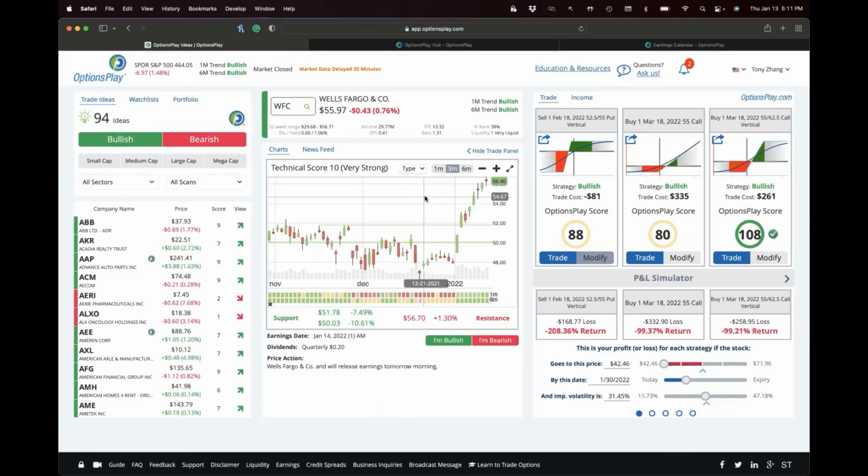Do you recommend a 45-day expiration on your spreads even if earnings are next week? If earnings are next week, I typically bring them in a little bit to closer to 30 days. But otherwise, I would use a 45-day expiration.